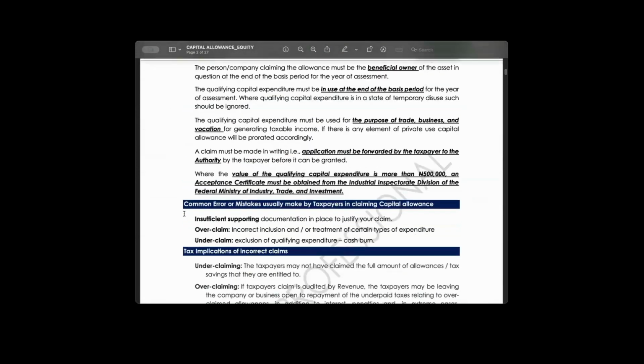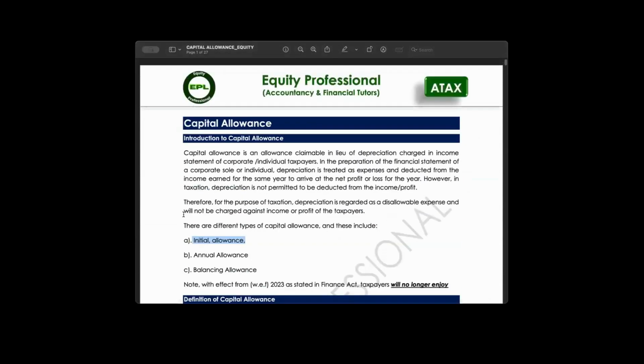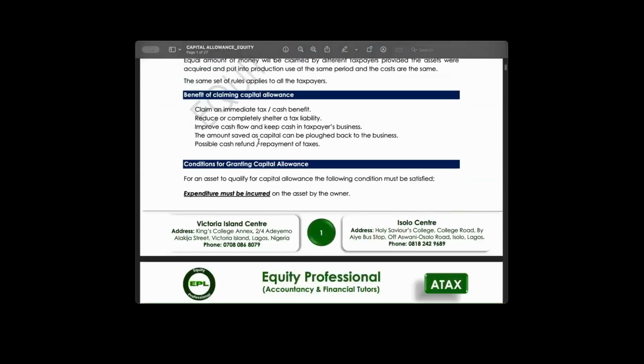So what is initial allowance? An initial allowance is the allowance granted to a taxpayer that has incurred qualifying capital expenditure, once throughout the useful life of the asset. It is granted once throughout the useful life of the assets. By implication, it means it is not granted all through the useful life of the assets. So what are the characteristics of initial allowance? Let's go there.